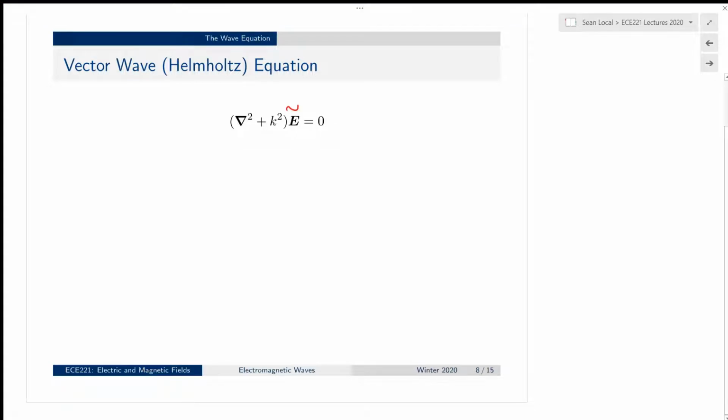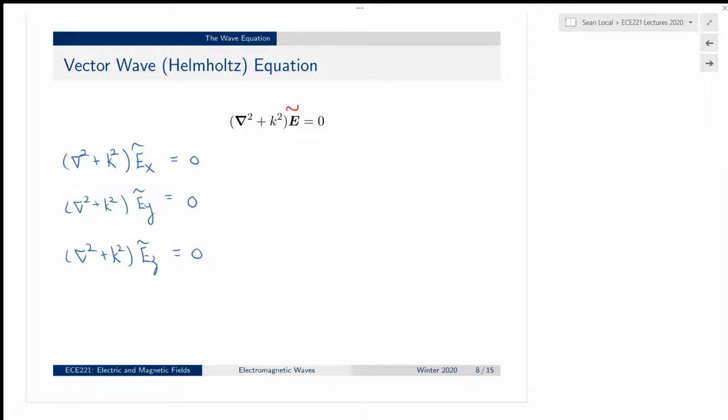So let's write out the three scalar expressions that this actually corresponds to. We have Laplacian plus k squared. This is our operator in parentheses, and this acts on Ex, and the right-hand side should be 0. The same operator also acts on the y component of E, and the same for the z component of E tilde. Okay, so our compact expression on the top has now been split into three scalar equations. So we can solve for Ex, Ey, and Ez separately by looking at these equations.